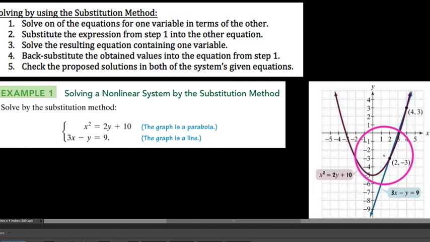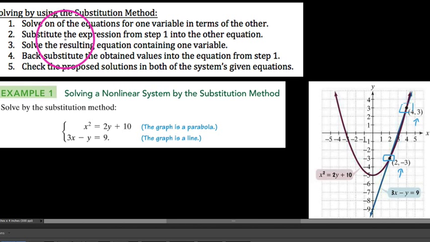Already, starting with the fact that this has two solutions, and these two solutions are going to be (4, 3) and (2, -3). Now what I want to do is emphasize how to support these algebraically. And so in this first example, we're going to go through these steps here and see how we could come up with some similarities between what we've seen before with systems of linear equations.